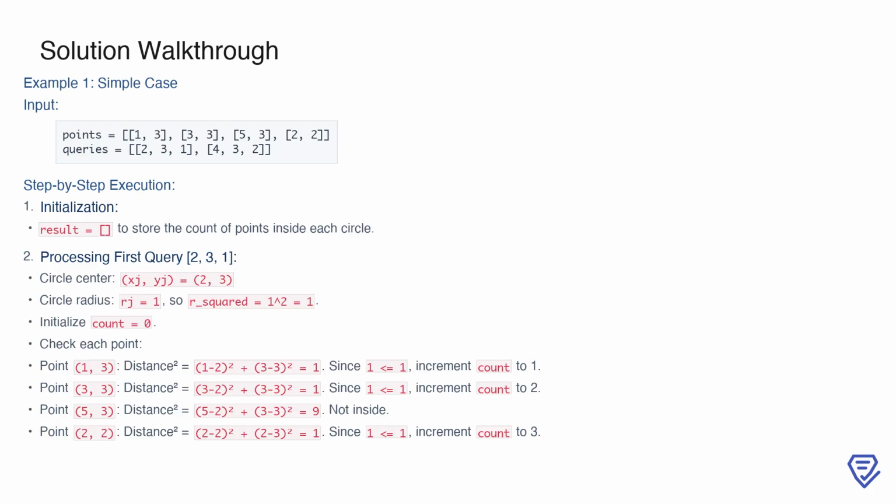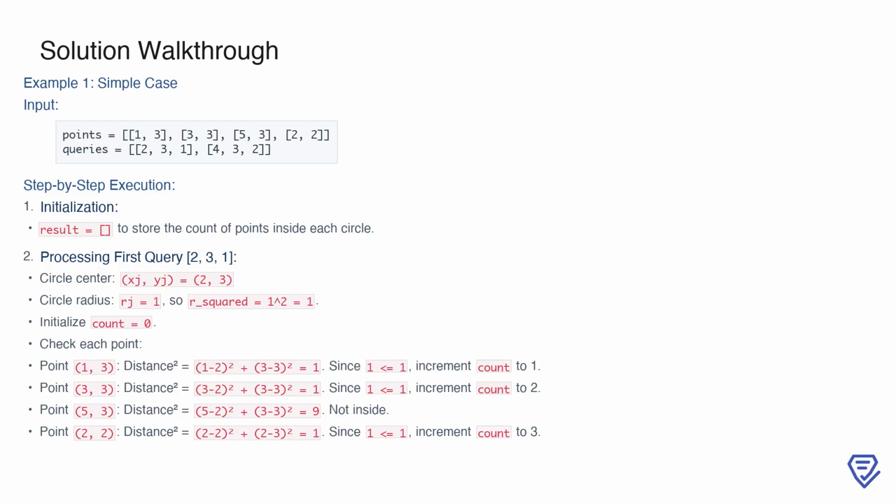In this example, we are given 4 points and 2 queries. We start by initializing an empty list called result to store the count of points inside each circle. For the first query, the circle is centered at (2, 3), with a radius of 1. To simplify calculations, we use the squared radius, which is 1. We then iterate through each point to calculate its squared distance from the circle's center.